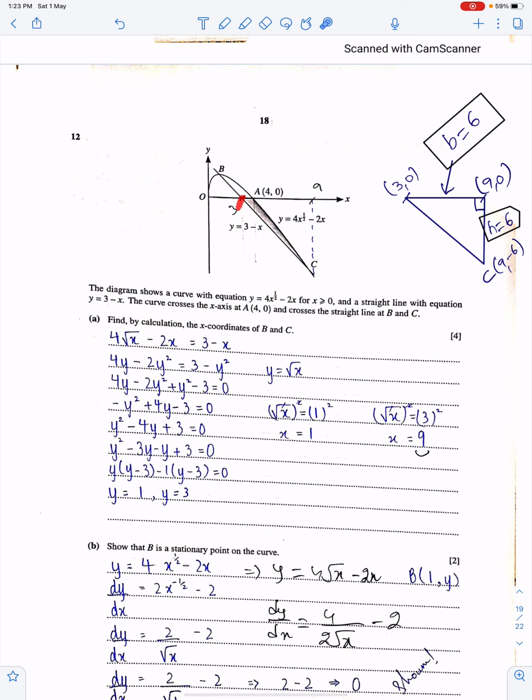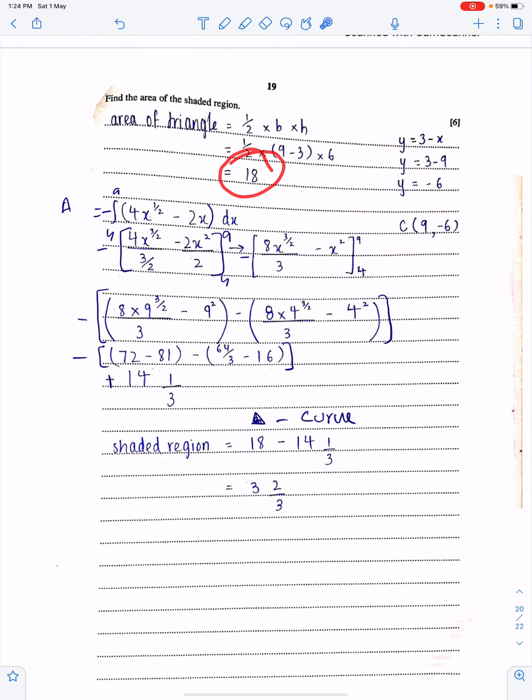This number is 3 and this intercept is 9. So the base of this triangle is 6. C has these coordinates, 9 minus 3. So the height of this triangle is 6 because distance is always positive. So the area of this triangle will be 18, because height is 6 and base is also 6. So we have found the area of the triangle, which is 18.